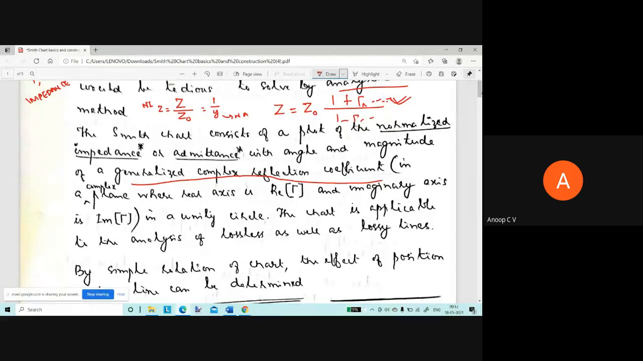it's a plot of normalized impedance or admittance in the generalized complex reflection coefficient, or in a complex plane. Complex plane means this gamma is a complex quantity. It will have a real part and an imaginary part, right? So this will be the real part of gamma, this will be the imaginary part of gamma.